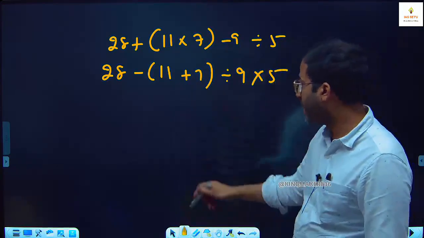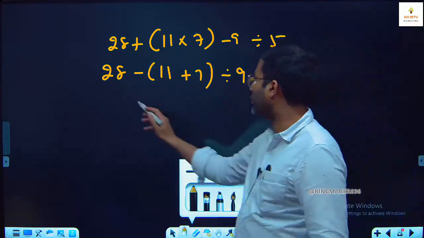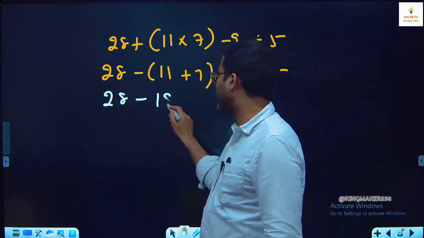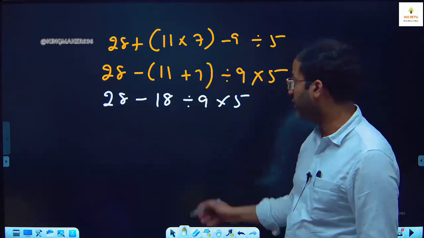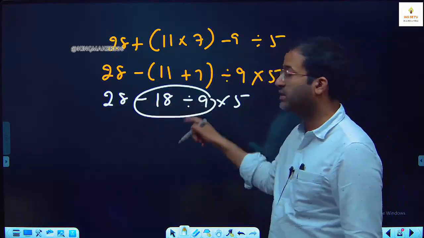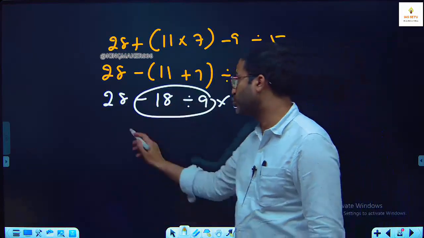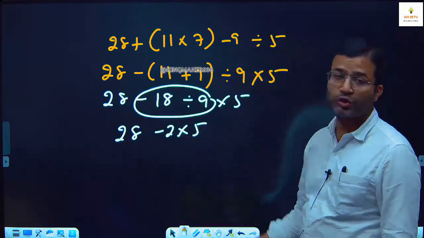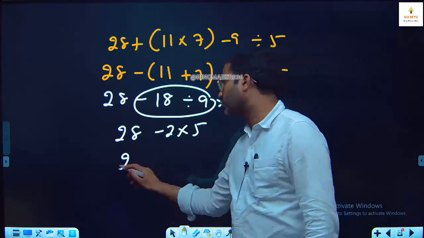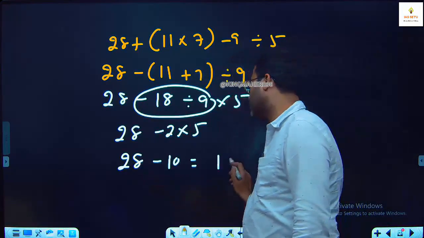First we have to solve bracket. So you get 28 minus 18 divided by 9 into 5. Then division. What is minus 18 divided by 9? Minus 2 into 5. What is minus 2 into 5? Minus 10. 28 minus 10. So your answer is 18.